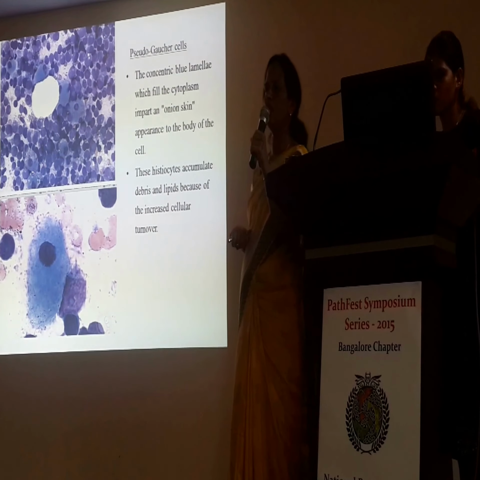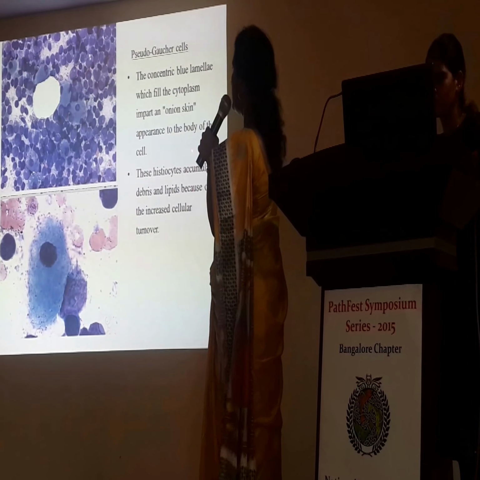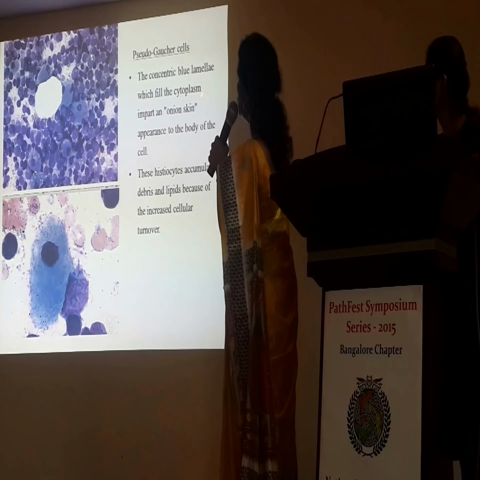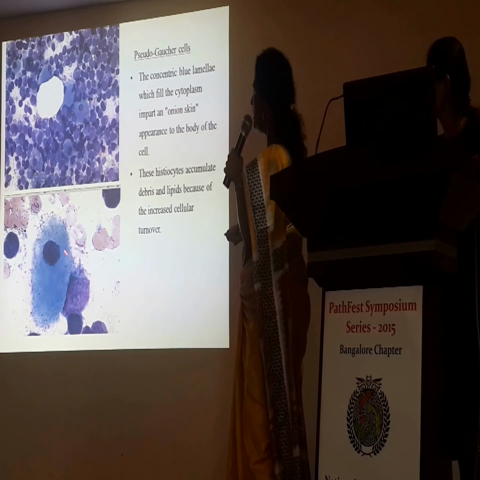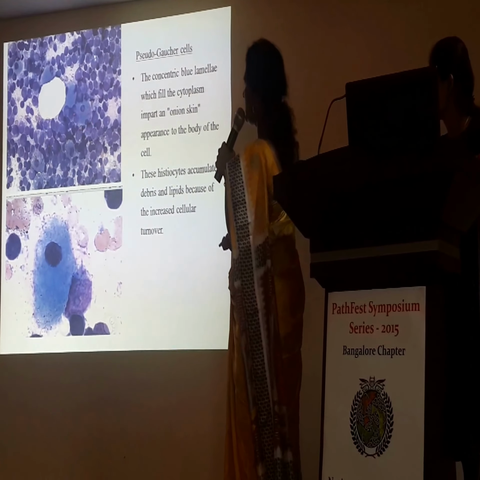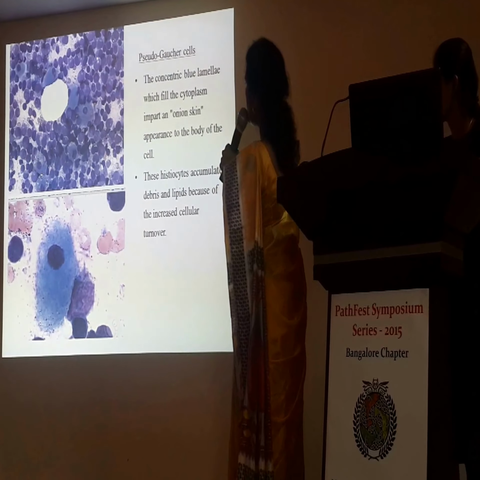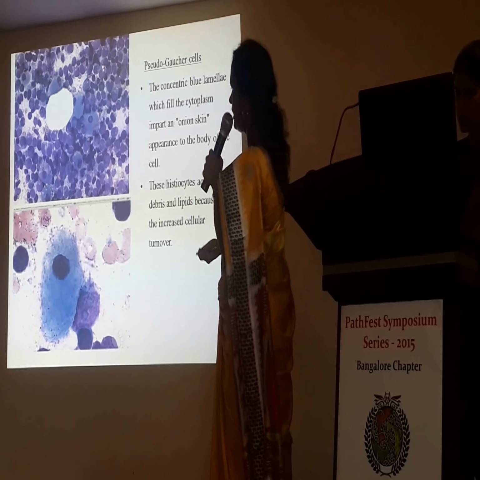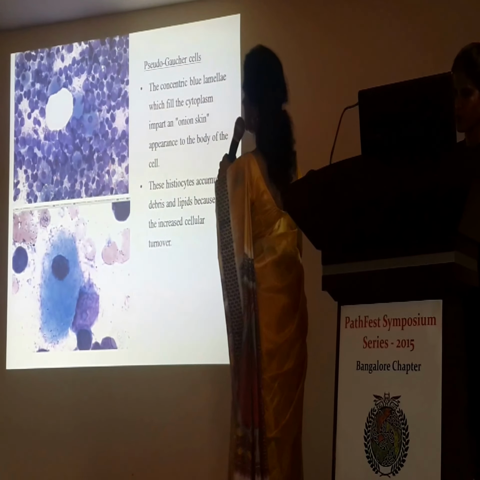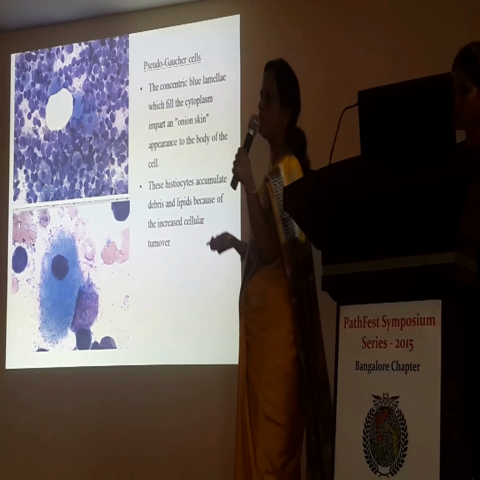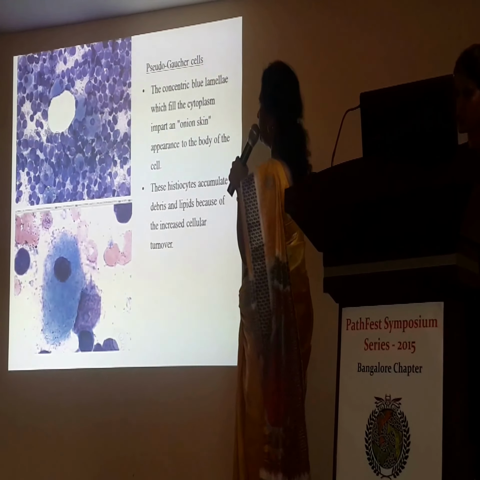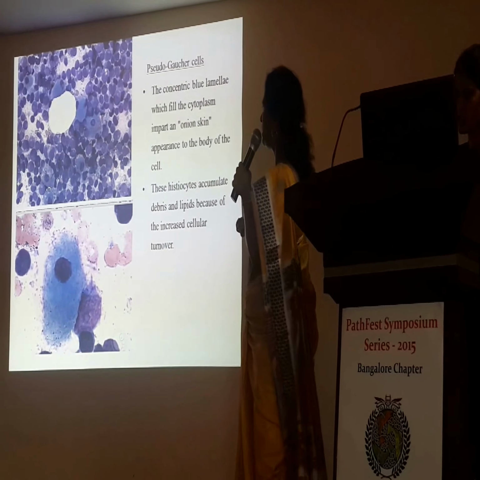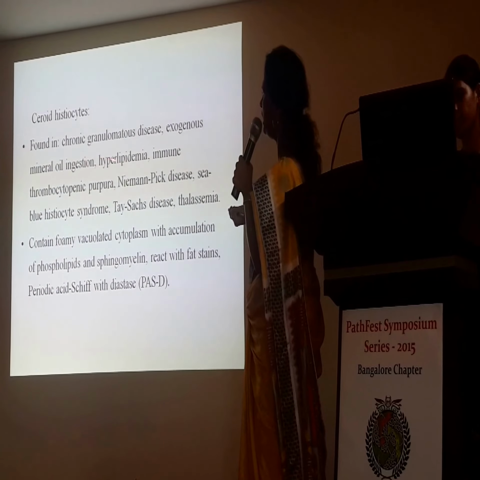They have the bluish color, and you can see concentric blue lamellae which fill the cytoplasm. They say it gives an onion skin appearance to the cell, and the histiocytes have a lot of cellular debris and sometimes lipids also. Increased cell turnover. So you see them in many conditions, like next. Yeah, there's spheroid also. So you see them in many conditions.